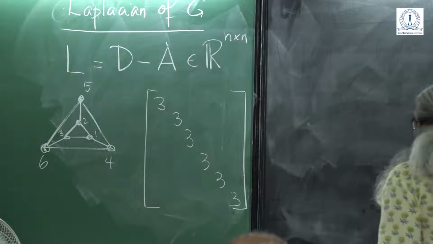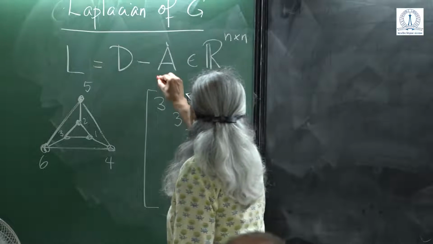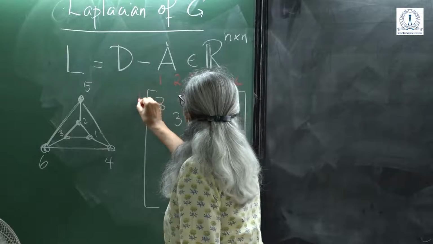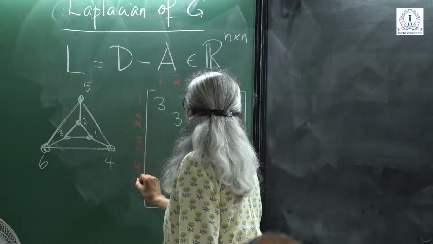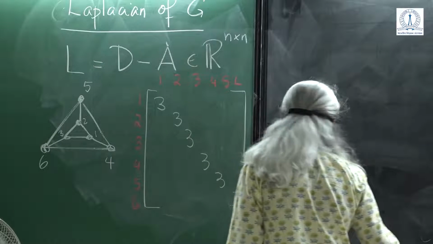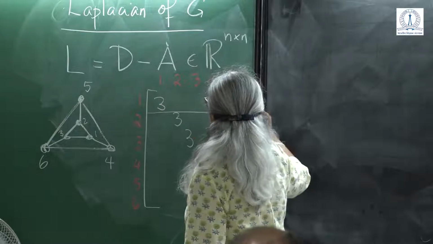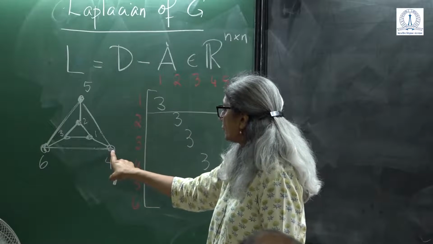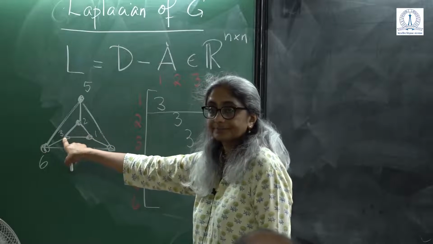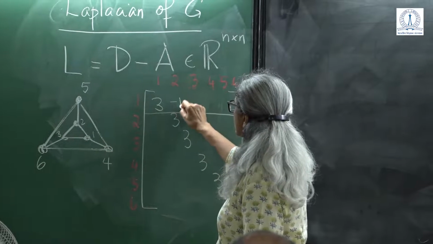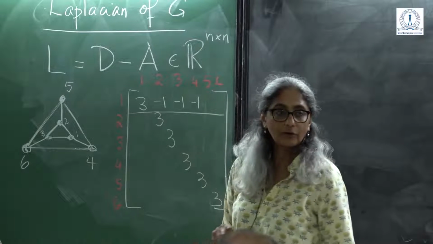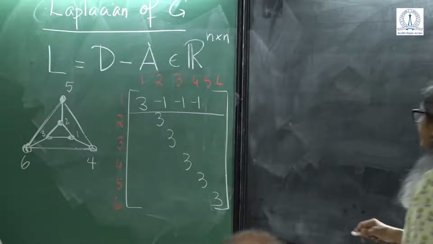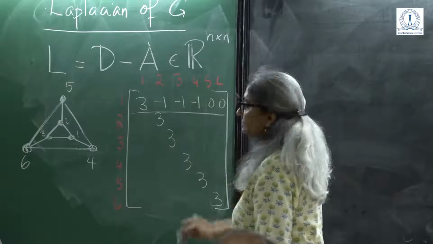For the other bits, you have to remember the labels. So if this is 1, 2, 3, 4, 5, 6, 1, 2, 3, 4, 5, 6. Let's just draw one row. The top row, I have to look at where the edges are. Vertex 1 is connected to 4 and 2 and 3. So it's connected to 2, 3, and 4, but you have to put a minus because we are subtracting the adjacency matrix. And then these two are 0.